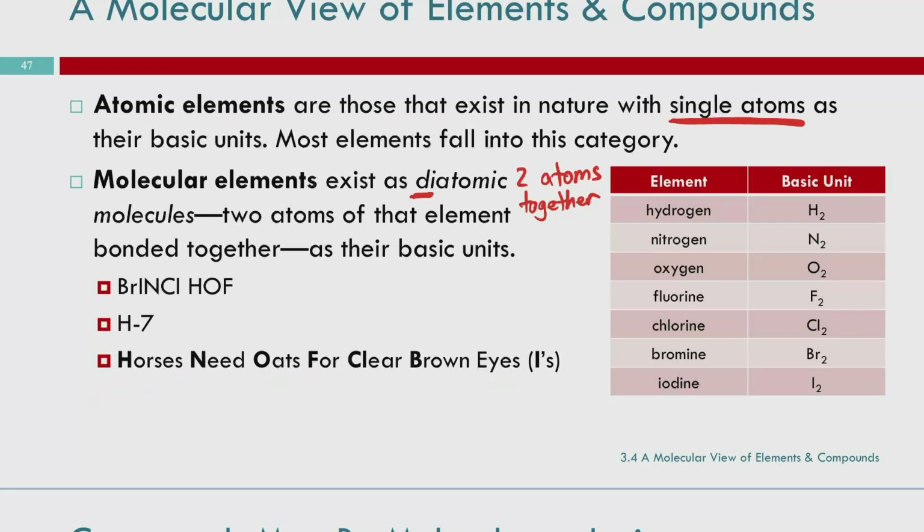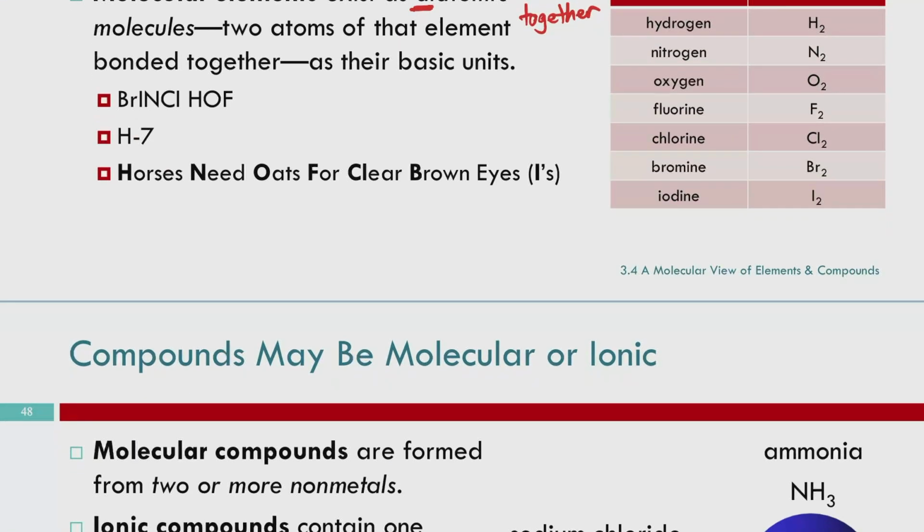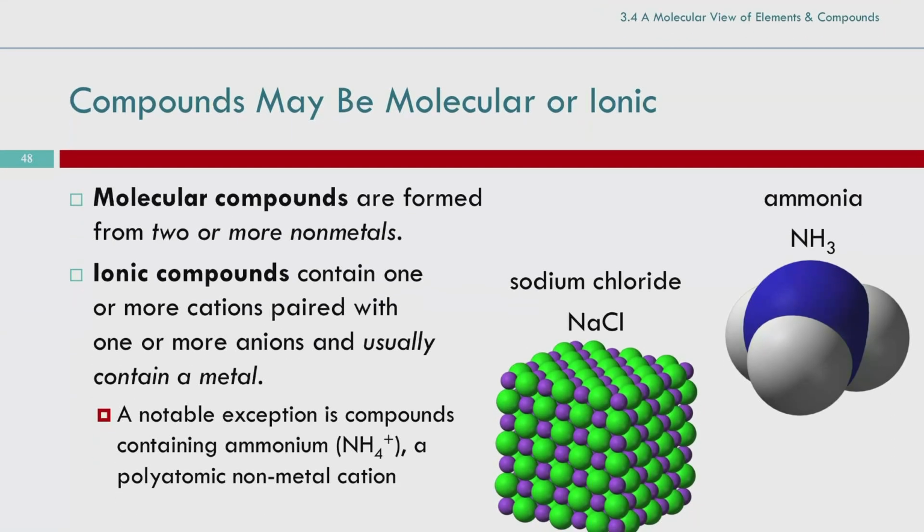So horses need oats for clear brown eyes, Brinkelhoff, or H7. All of those elements, naturally and normally in the world, if you go out and find them, will exist by themselves with 2 units bound together. So O2 and N2, the things that we are breathing in right now that make up the major components of our air, normally exist as N2 and O2. That's not to say that you can't have them by themselves, but that's just the way that we normally find them.